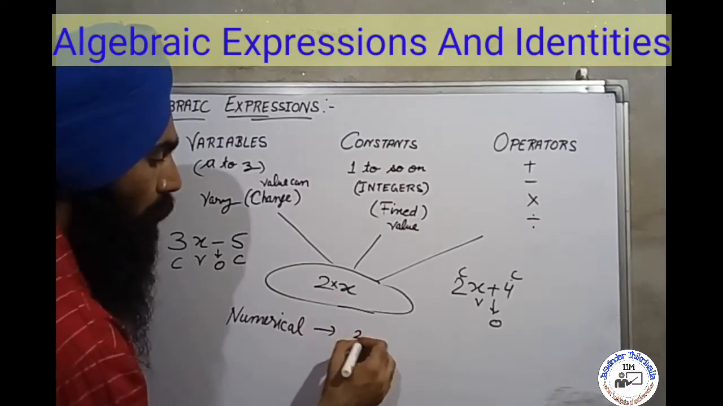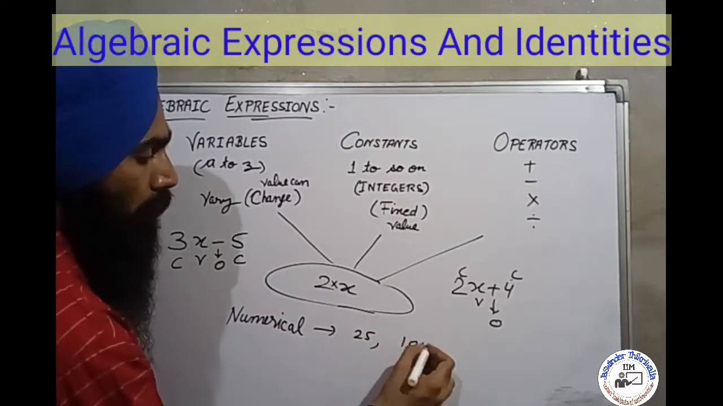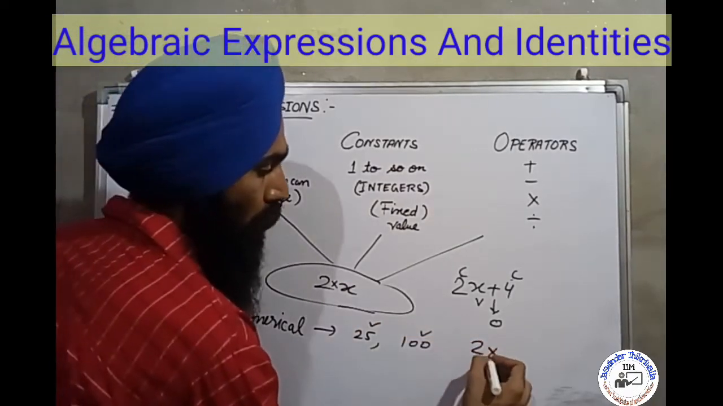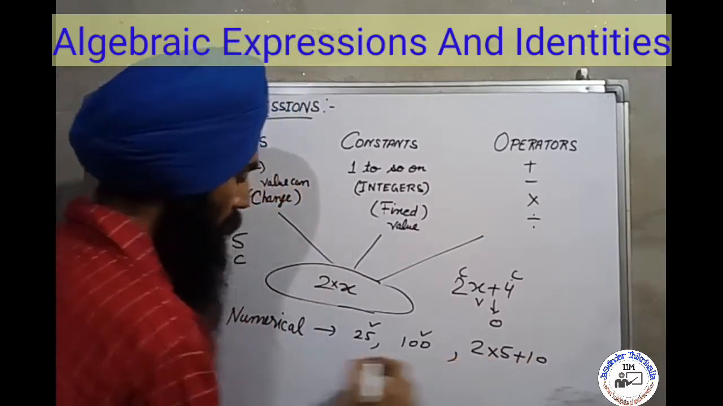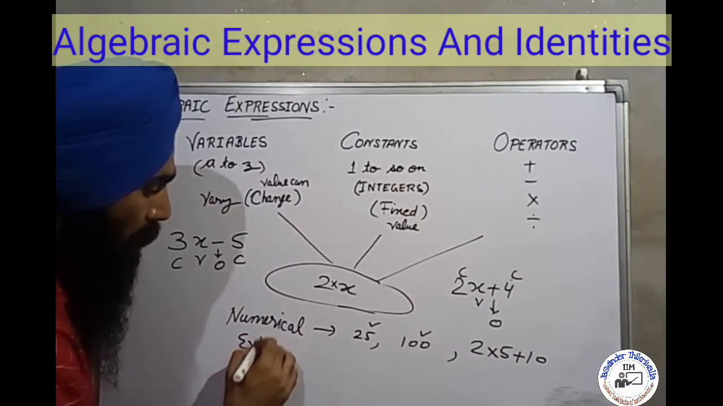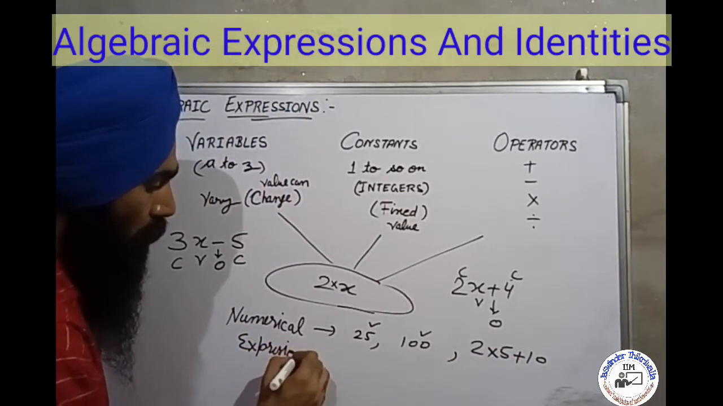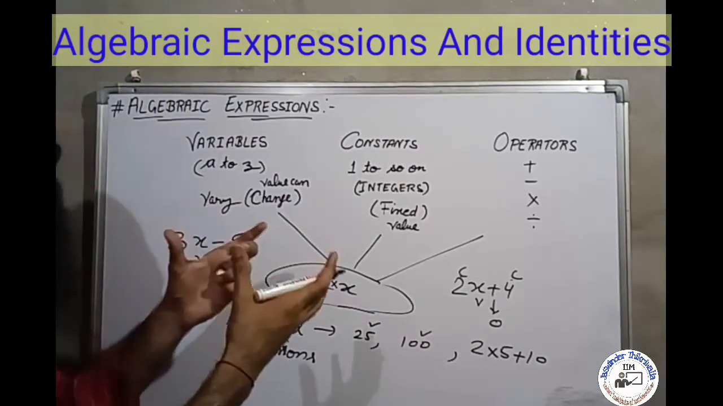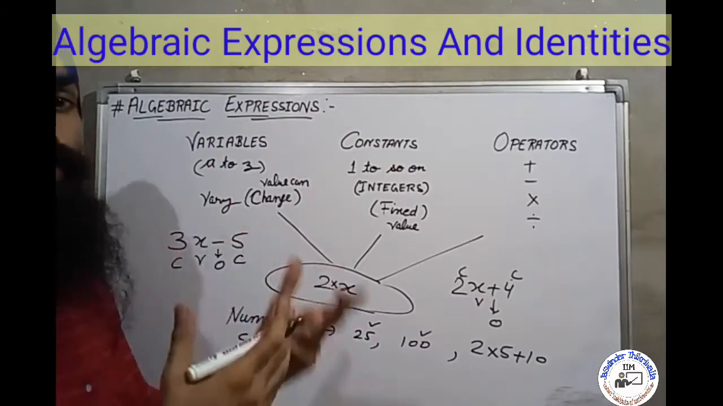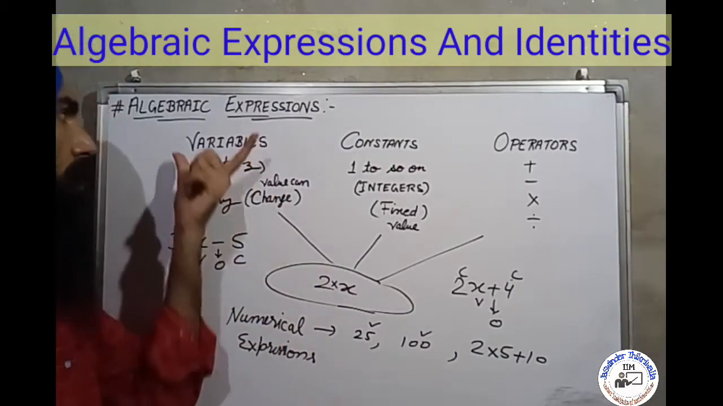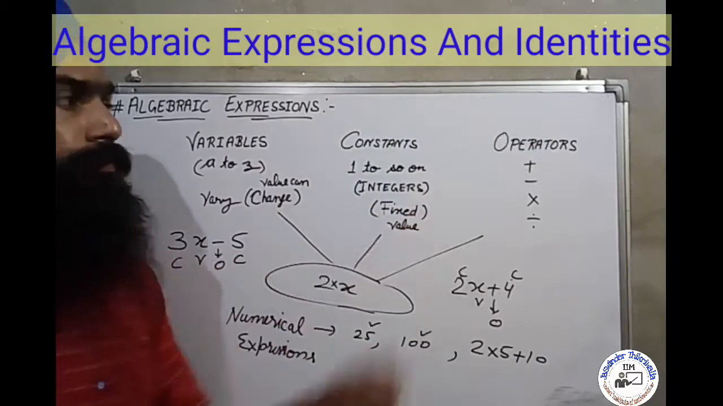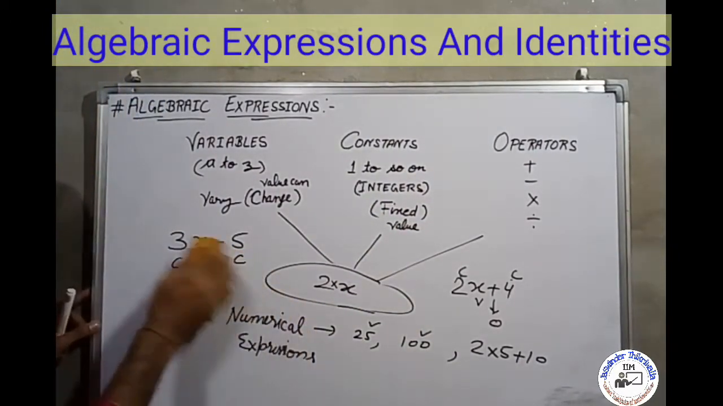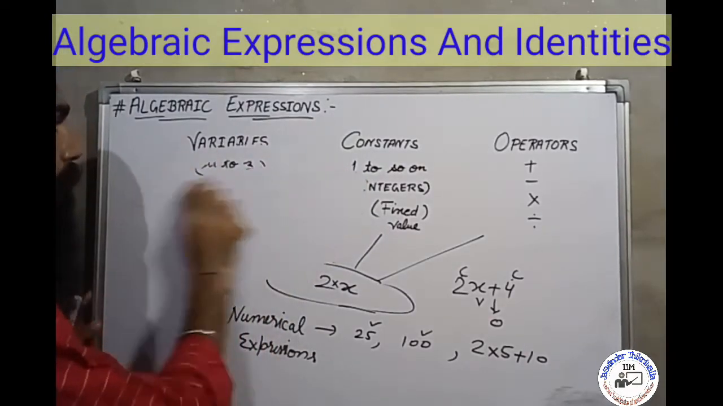For example, 25, or 100. These are numerical expressions. You can also write it this way: 2 into 5 plus 10. Which type of expression is this? Numerical expression, in which there is no variable. So this is the basic concept of expressions, how you can form them by using variables, constants and operators.